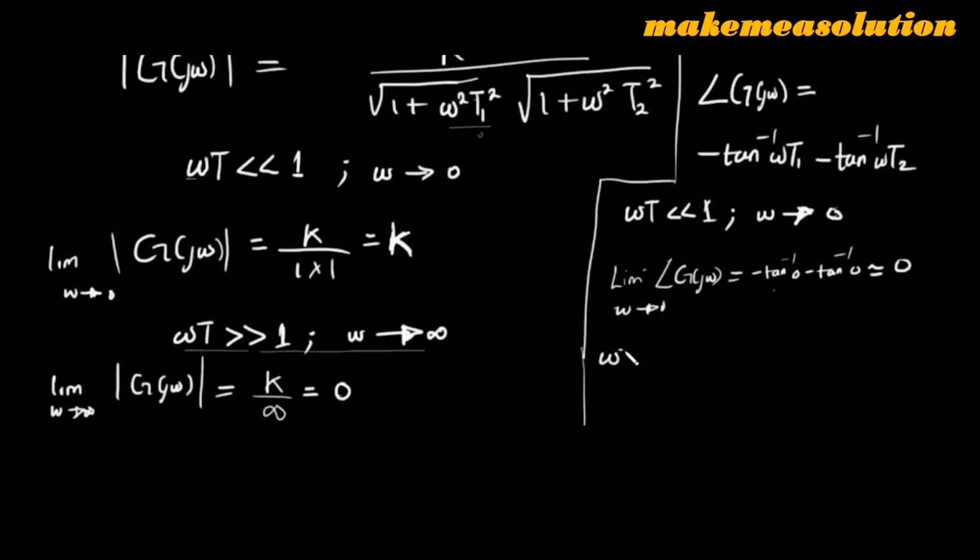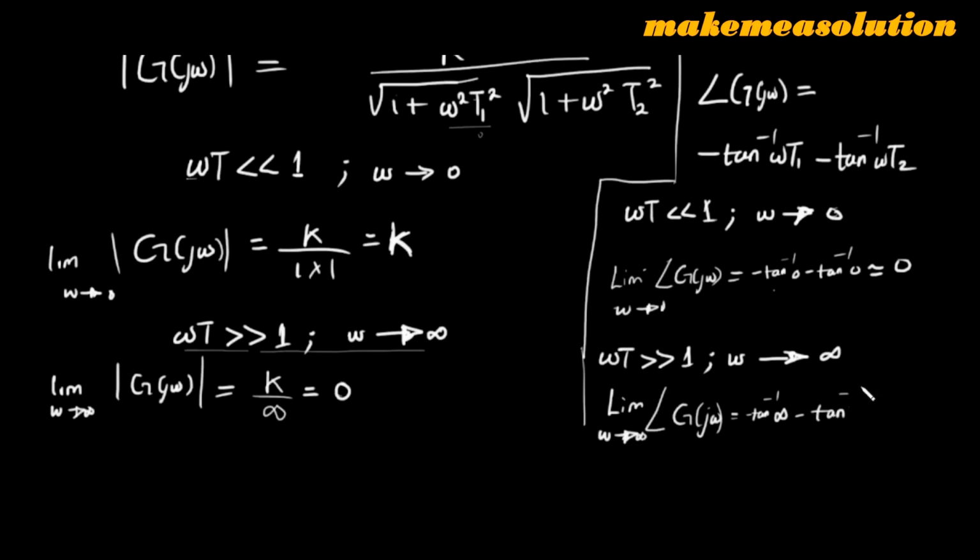Okay, so when ωT is far greater than 1, or when ω approaches infinity, how will the phase change? We are going to find the limiting value as ω approaches infinity of the phase of G(jω). So that will be minus tan inverse of infinity minus tan inverse of infinity. Tan inverse of infinity is 90 degrees, so you have minus 90 degrees minus another tan inverse of infinity, which is 90 degrees, which is going to be minus 180 degrees. So we can see that under asymptotic conditions, when the frequency is almost infinity, the magnitude will be 0, but the phase will be minus 180 degrees.